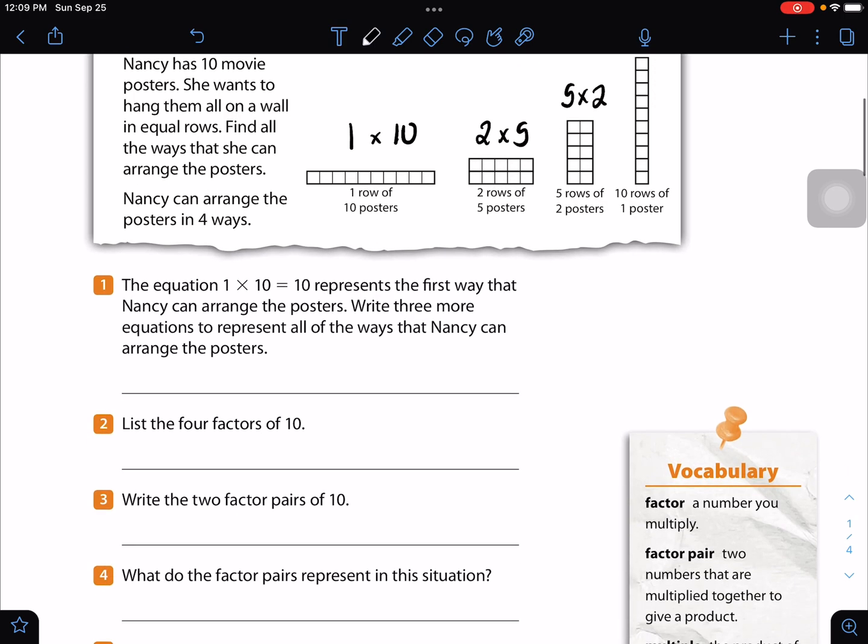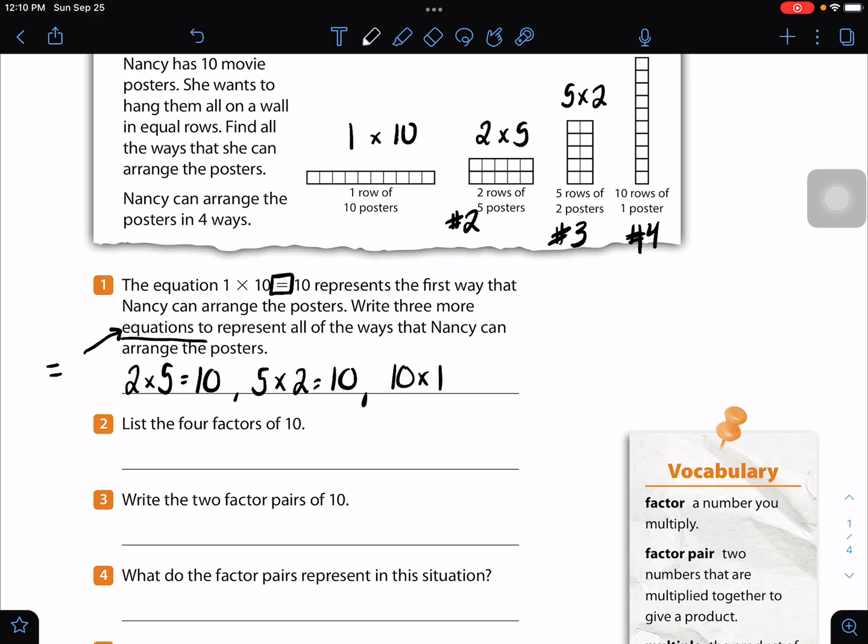Number 1 says the equation 1 times 10 equals 10 represents the first way that Nancy can arrange her posters. Write 3 more equations. Well, first of all, underline that word equations and put an equal sign right beside it. We must have an equal sign anytime we write an equation. Well, if we look at the second one up here, we can see that it's 2 by 5, and that equals 10. The third one over here is just the order flipped, because order of multiplication does not matter. And then the last one, number 4, we see that it's also just flipped, so we can see that 10 times 1 is equal to 10.